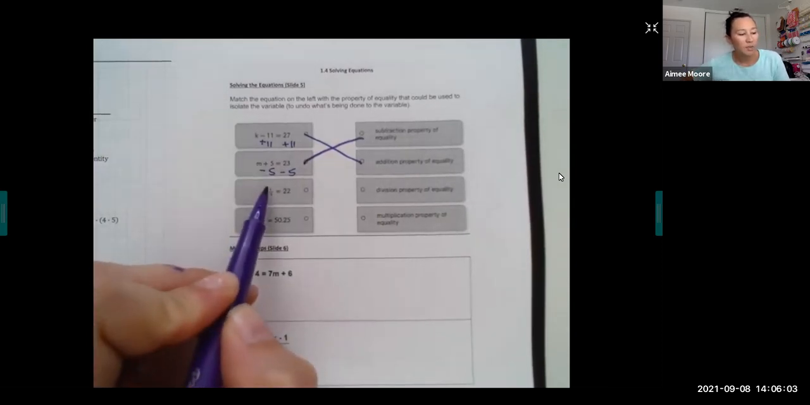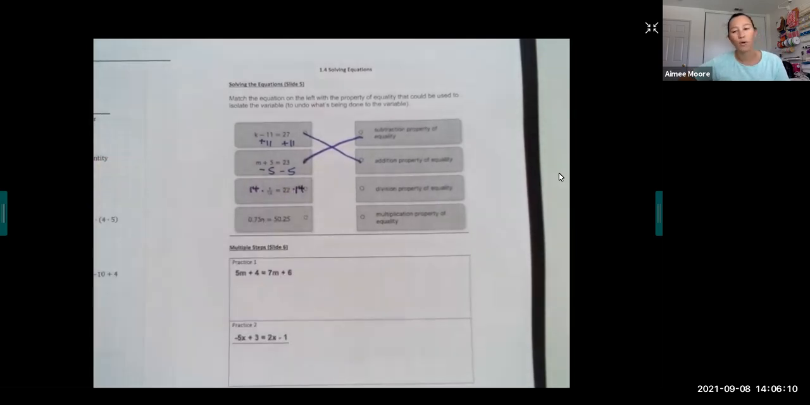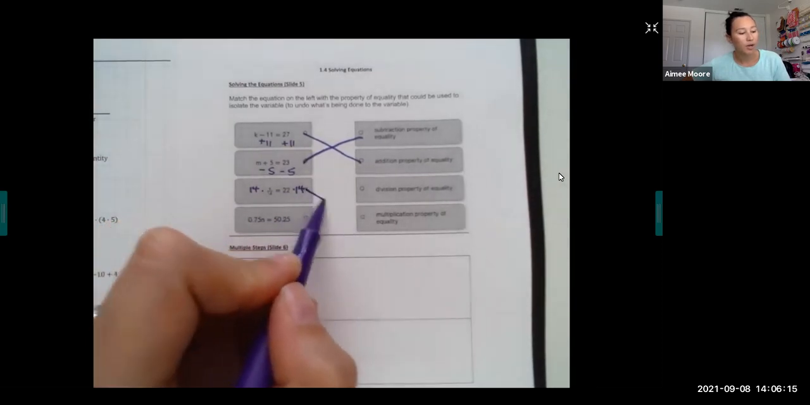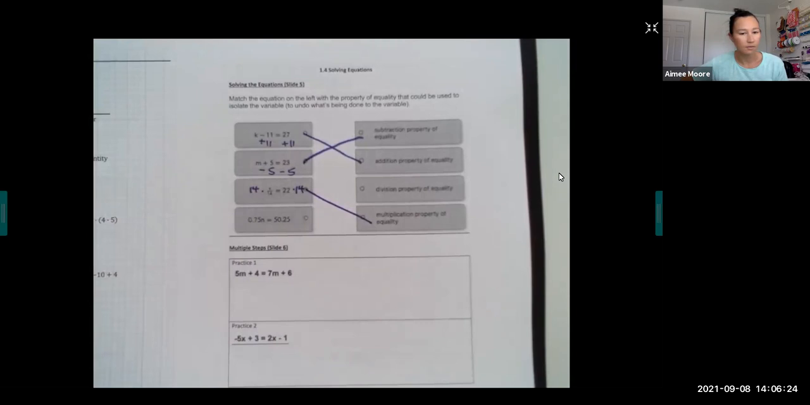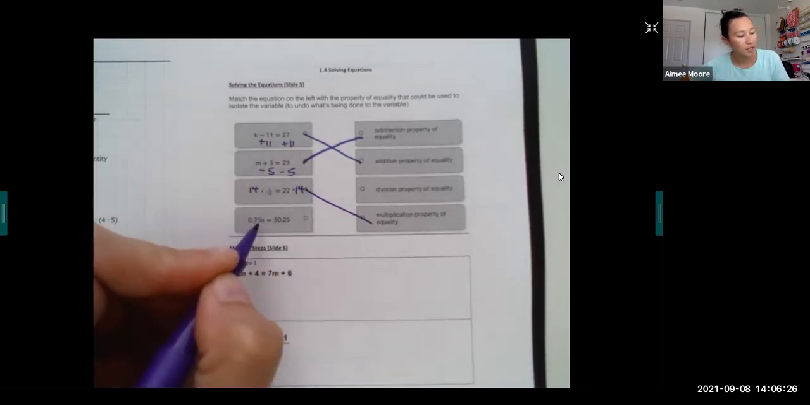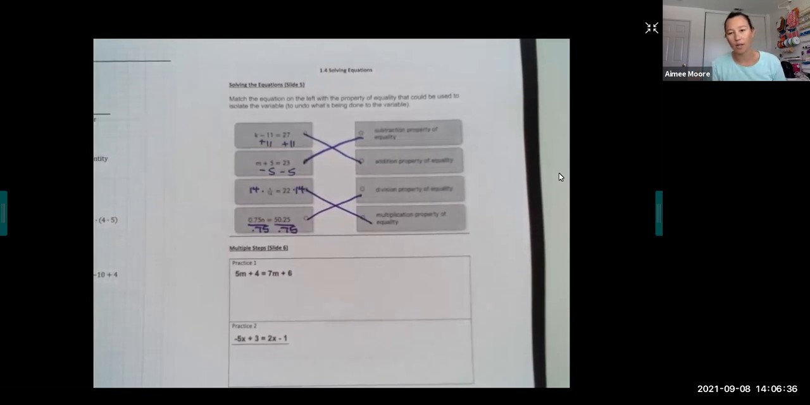Now here, x is being divided by 14. So if we want to undo that division, we have to multiply both sides by 14. So that's the multiplication property of equality. If we multiply both sides by the same thing, the equations are still equal. And then to solve for n here, since we're multiplying, to undo that, we have to divide. And so that is the division property of equality.